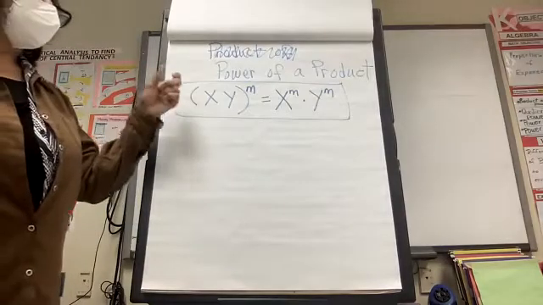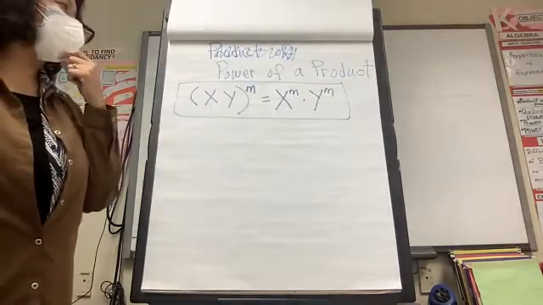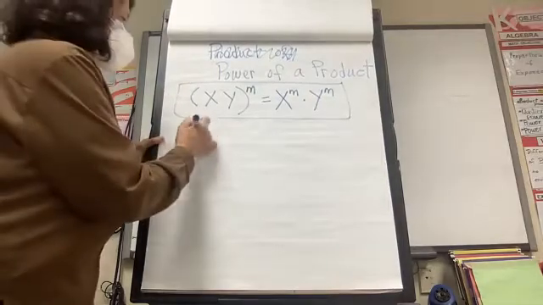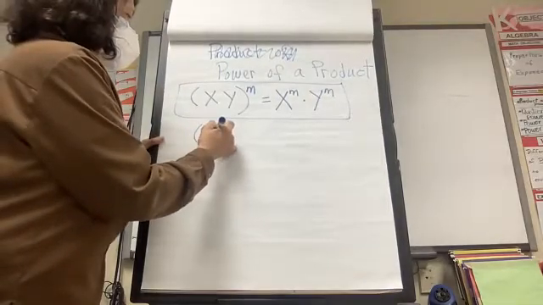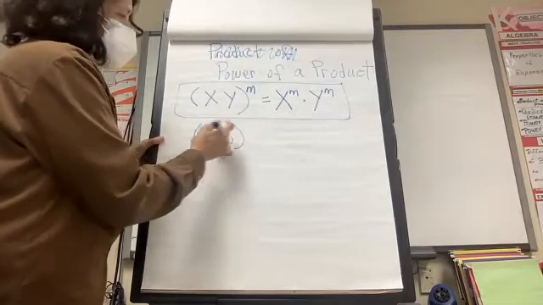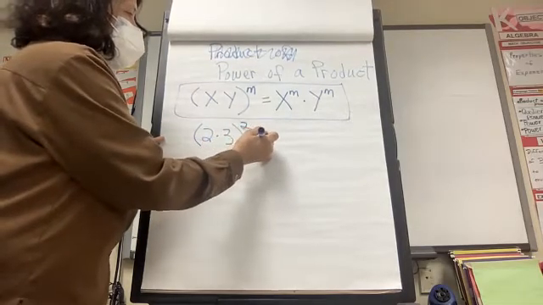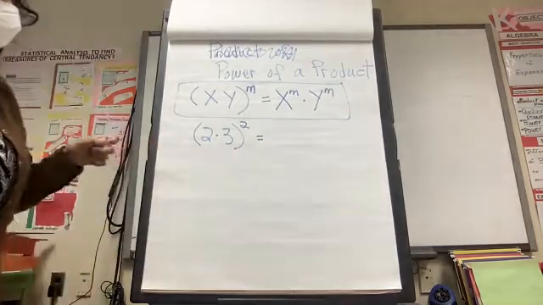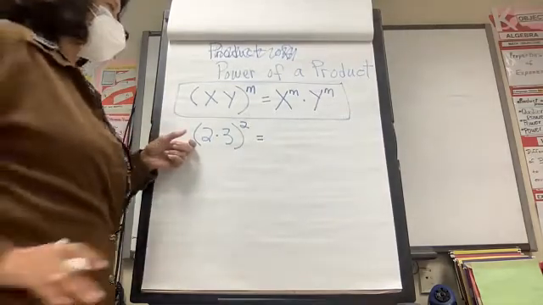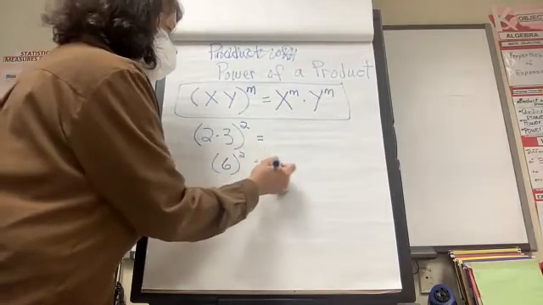So this is called a power of a product. Now let's prove that it's right. Let's say X is equal to 2, Y is equal to 3, and M is equal to 2. I'm only using small numbers. So 2 times 3 would be 6, and 6 squared would be 36.